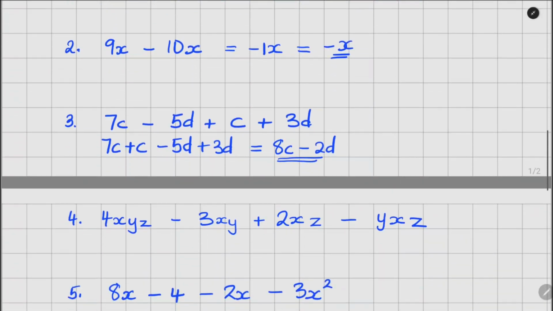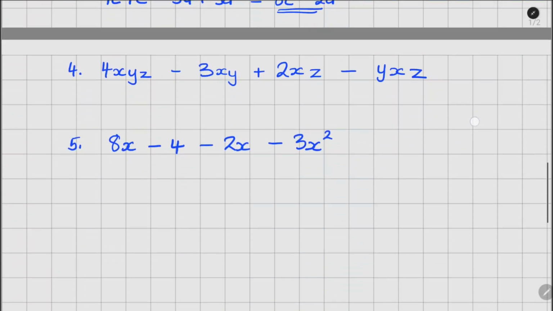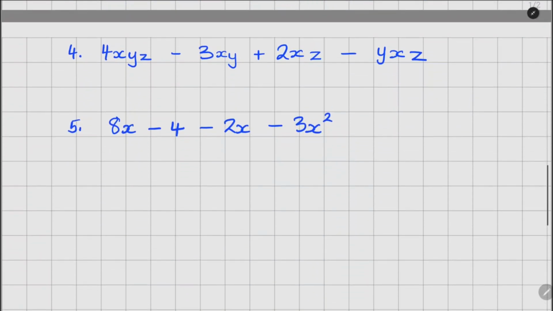All right, let's hurry on to question number 4. For question number 4, we can see that we have a couple of different scenarios. We have 4xyz, we have minus 3xy, we also have plus 2xz and minus yxz. If you look critically at this particular expression, we have just two terms that are like terms, the 4xyz and the yxz.